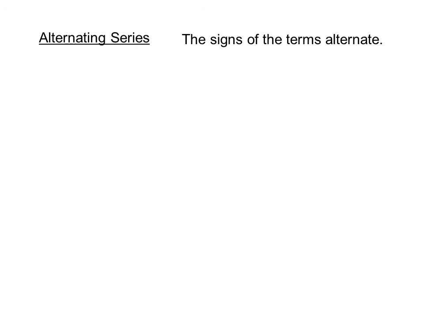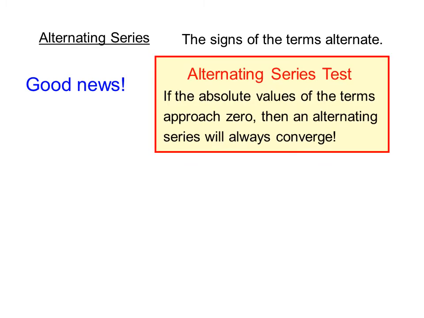The alternating series. The signs of the terms alternate. Good news! The alternating series test. If the absolute values of the terms approach 0, then an alternating series will always converge.